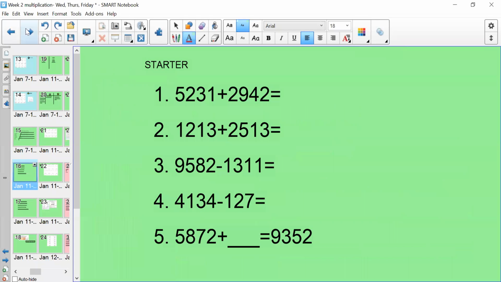So to start with, we'll do our 5-minute starter. So pause the video and try and do those in 5 minutes. Use column addition and subtraction to work these out so you can practice that skill. And just be aware of number 5. Think about what you will do, addition or subtraction, to get that answer.